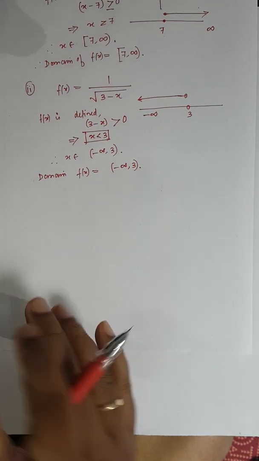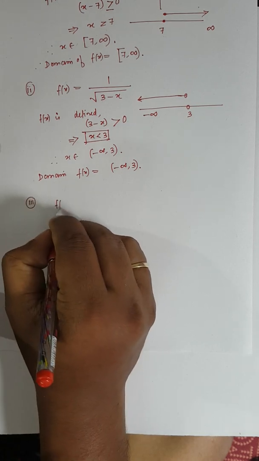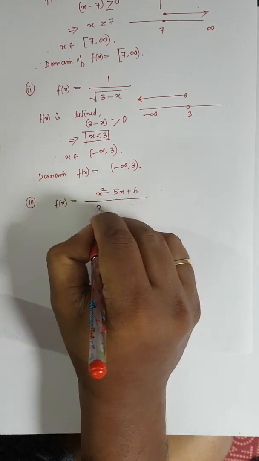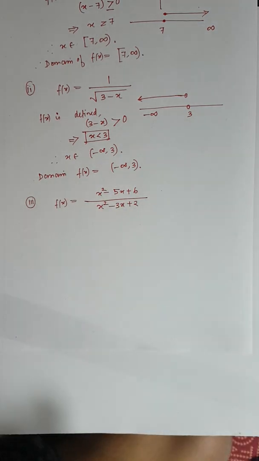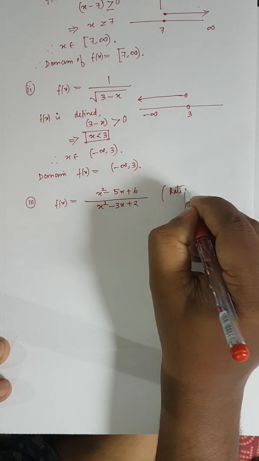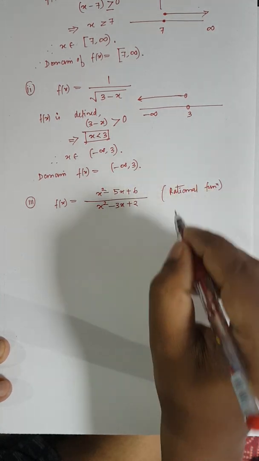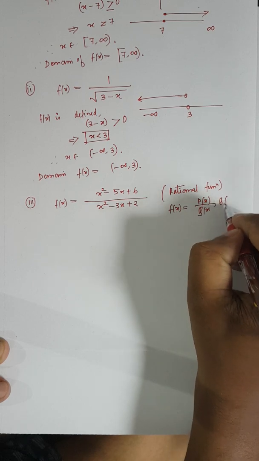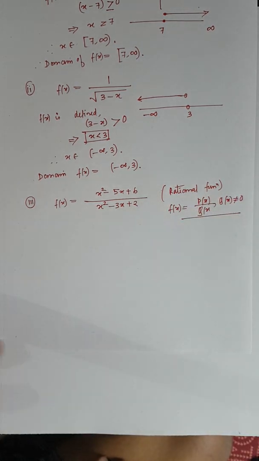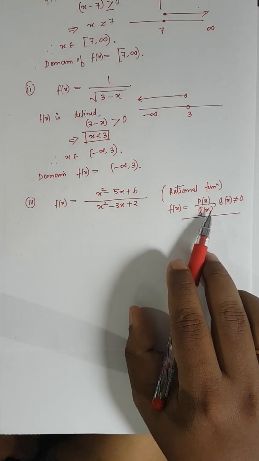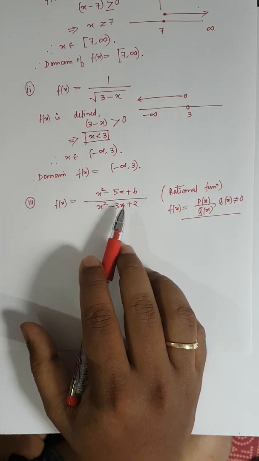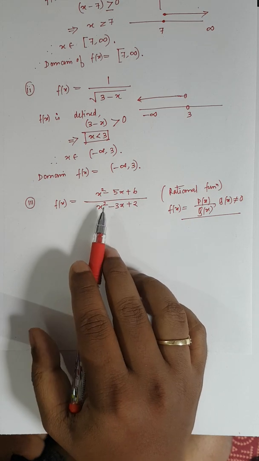Now number 3, f of x is equal to x square minus 5x plus 6 divided by x square minus 3x plus 2. This is a rational function. We know for a rational function f of x is equal to p of x by q of x, where q of x is not equal to 0. A rational function is the ratio of two polynomial functions, provided q of x in the denominator can never be equal to 0. Similarly here, the function x square minus 3x plus 2 can never be equal to 0. If it is 0 then it will be undefined.